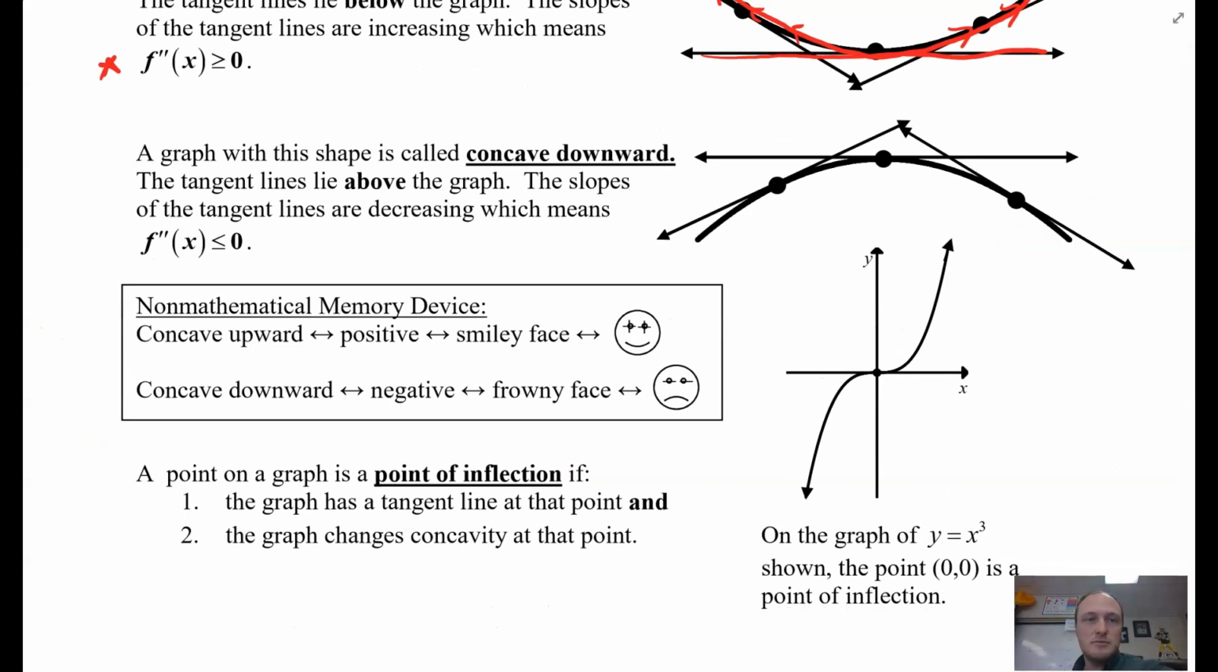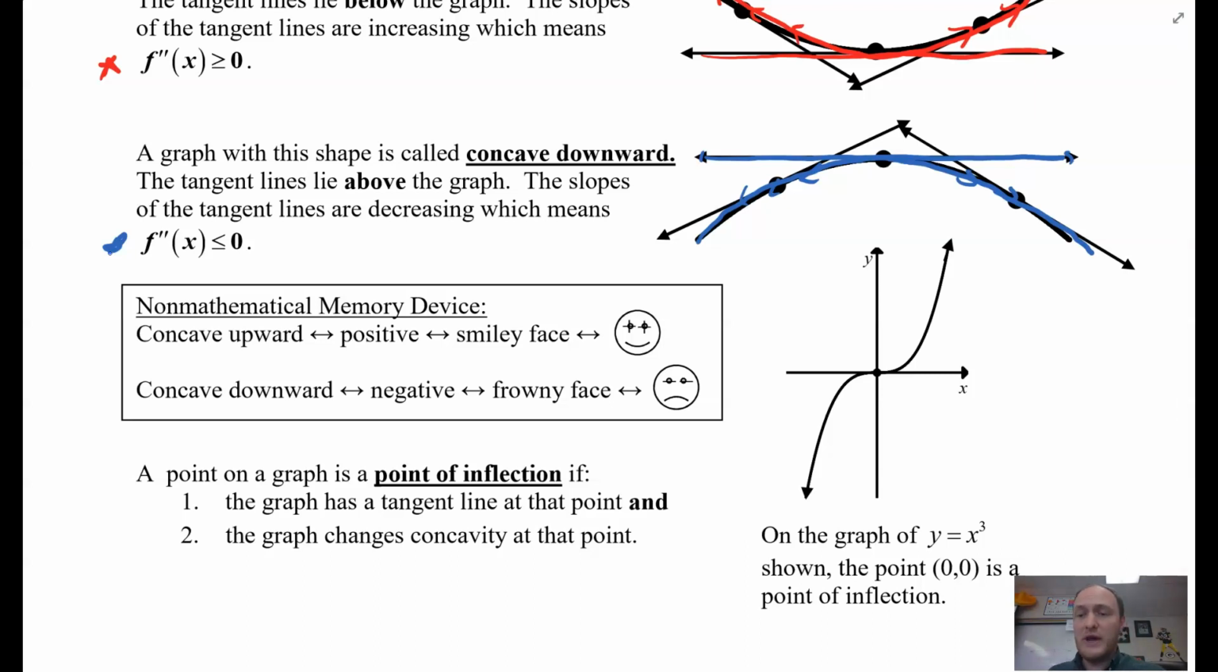Concave down. Here's a graph. It's concave down, right? It's facing downwards, and this has tangent lines that are below the horizontal tangent line. So relative to my horizontal tangent line, as I go this way, my slope values are decreasing, or they are negative. So f double prime will be less than or equal to 0.